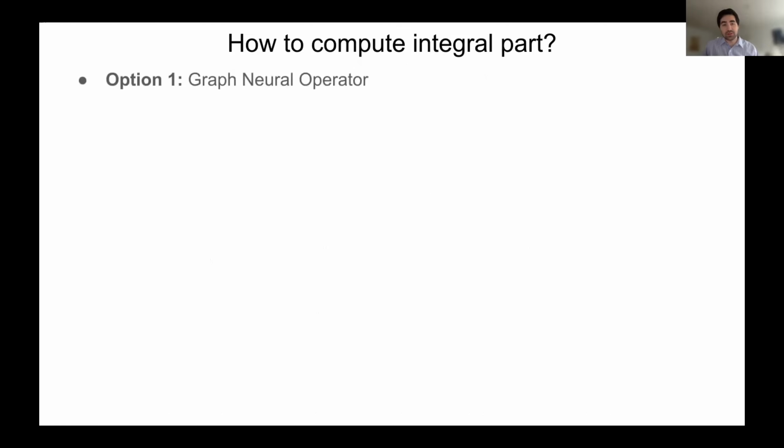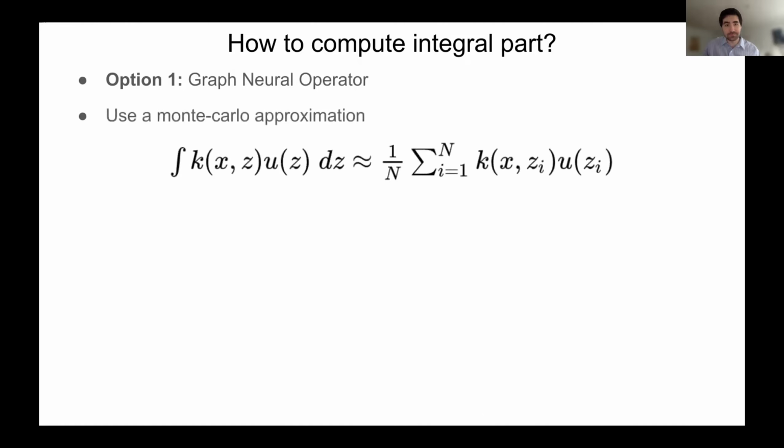So the first option results in what's called the graph neural operator, which was the first version of this architecture that appeared. And the idea is that we'll use a Monte Carlo approximation of the integral. So we'll say we have a couple of measurement points. They were maybe chosen uniformly at random from the domain, maybe not, but we'll pretend that they were. And so we'll just take a straightforward average of the integrand here. It's the simplest kind of approximation of an integral we could possibly do.